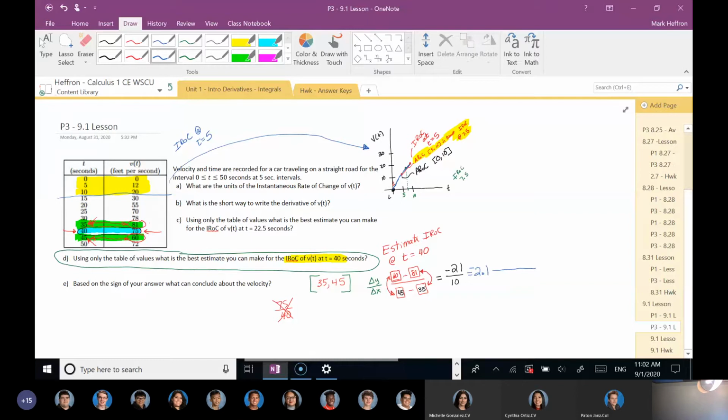Now, what are the units of the numerator? Feet per second. The denominator, seconds. So the whole thing is feet per second squared. Our estimate of the IROC would be negative 2.1 feet per second squared.